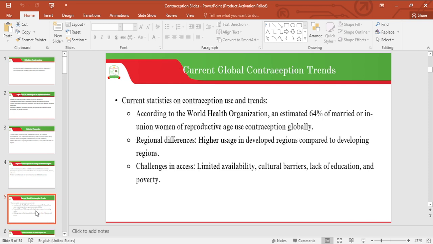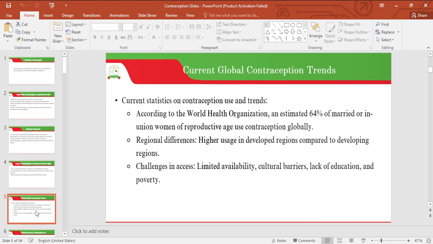Let's look at the current global contraception trends. Current statistics on contraception use and trends: according to the World Health Organization, an estimated 64% of married or in-union women of reproductive age use contraception globally. There are regional differences, whereby there is higher usage in developed regions compared to developing regions.